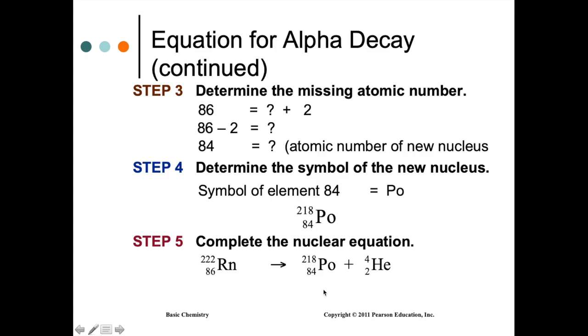Again, if you want to double check your work, make sure the numbers add up. 218 plus 4 gives us 222. 84 plus 2 gives us 86. That's how we know this is a good balanced equation. And again, of course, you can double check in your periodic table. Element number 84 is polonium, Po.